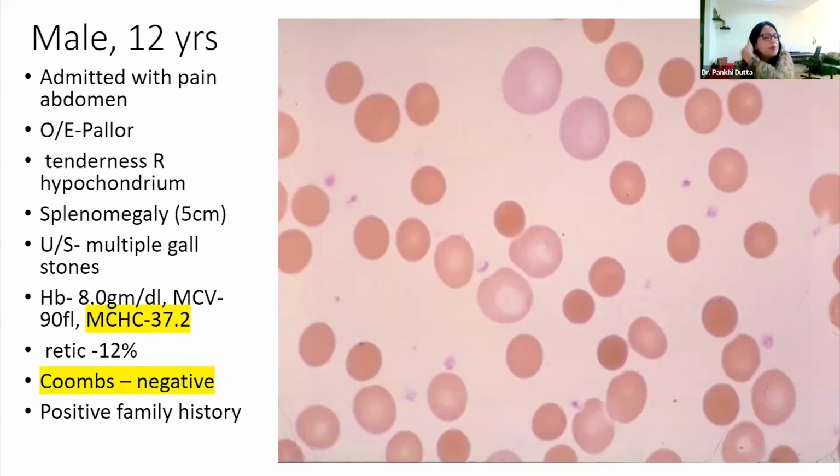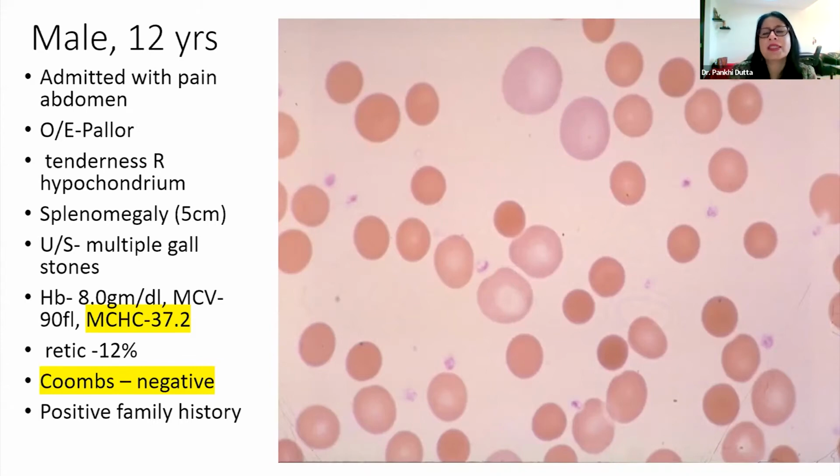Then a similar picture, but in a very different clinical scenario. A 12-year-old male has similar spherocytes and polychromatic cells, and has been admitted with abdominal pain. Basically, he had multiple gallstones. A 12-year-old boy with multiple gallstones, likely to be pigment stones because of breakdown of red cells, and some splenomegaly. Retics are raised. And by reflex, we would do a Coombs test. Coombs is negative, and he had a positive family history.